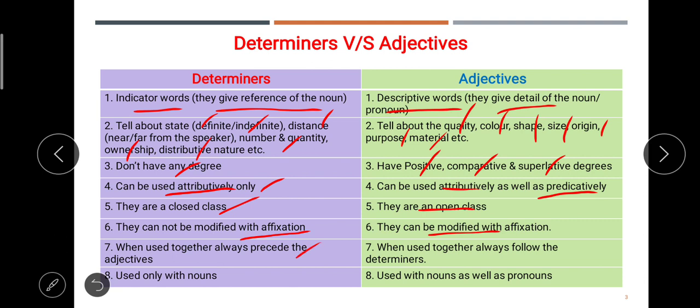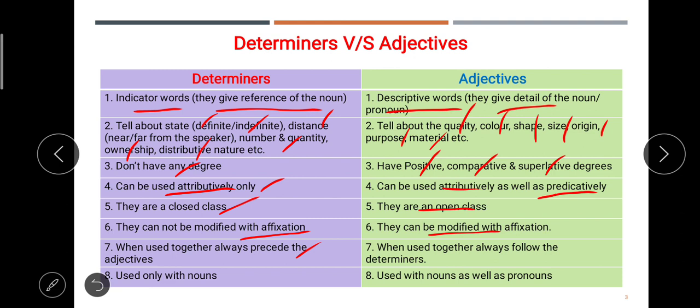Many times we use determiners as well as adjectives to describe a noun, to modify a noun. Whenever we use determiners and adjectives together, the determiner always comes first and the adjective always comes next to it. If we reverse the order, if we put the adjective first and then the determiner, the structure would be grammatically wrong. This is another difference.